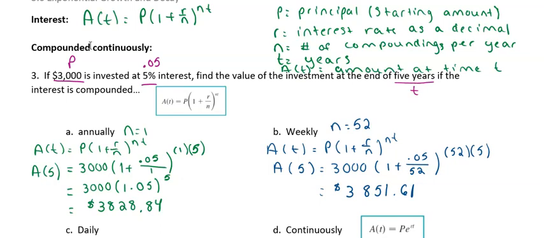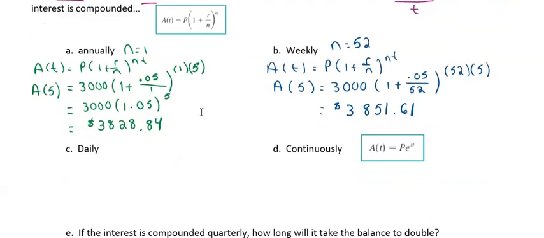So let's try part C. Part C is asking us for daily. So daily interest means that it's going to be compounded every day. So that means that our interest is going to be based on n equals 365. So start with our same formula. Our amount at time t is equal to p times (1 plus r over n) raised to the nt.